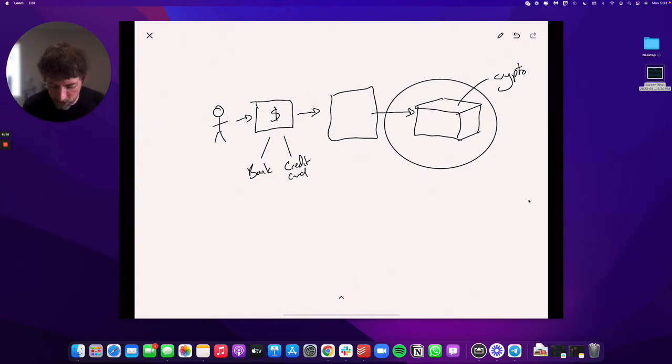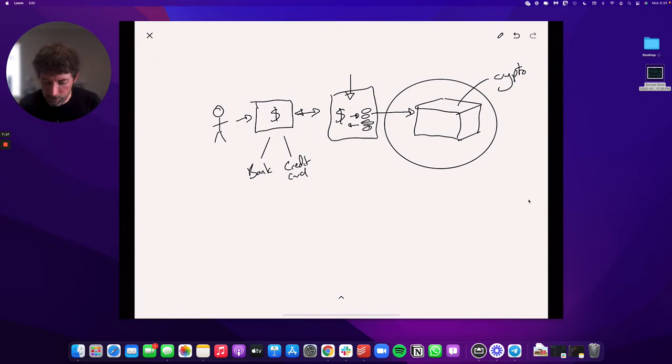So this intermediary here transfers the money into tokens. There are the tokens. And vice versa, it can transfer the tokens back into money. And then the money can go back into your bank. Okay? So that's the setup.